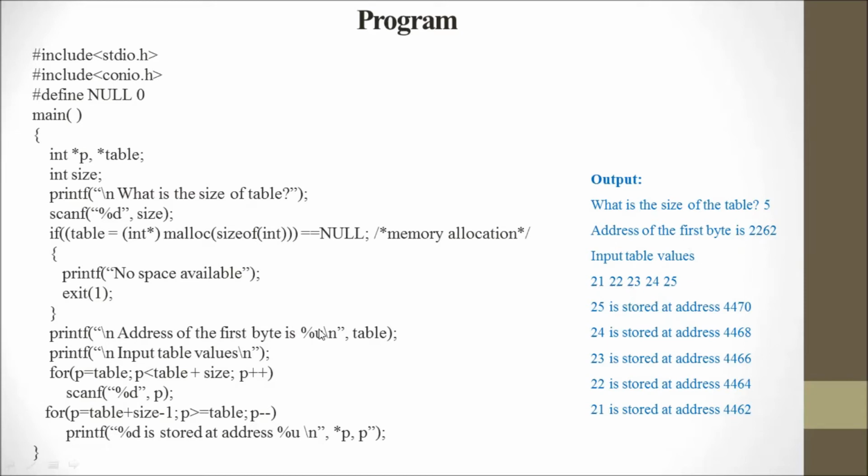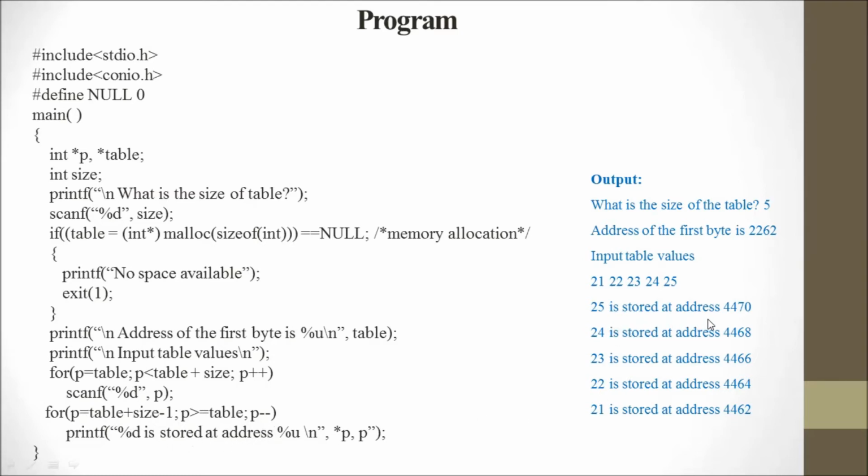So this for loop is used to store the 5 values. It runs 5 times: for p = table; p < table + size; p++. And scanf("%d", p) stores each value, for example 21, 22, 23, 24, 25. All 5 values are stored by this for loop, and the next for loop will print all 5 values: for p = table + size - 1; p >= table; p--. So these 5 values will be printed.